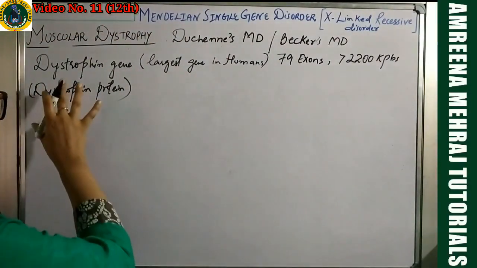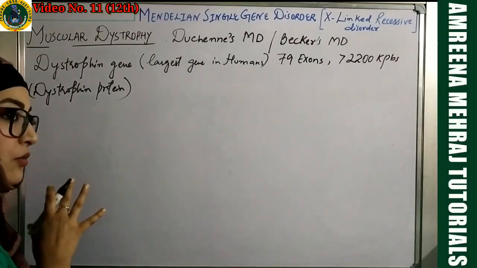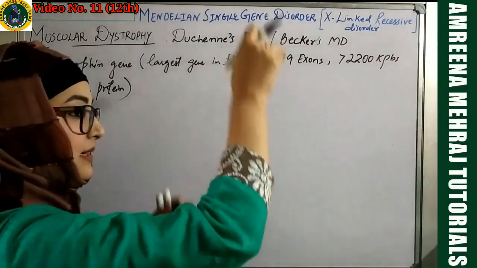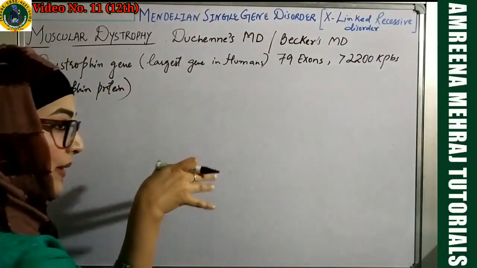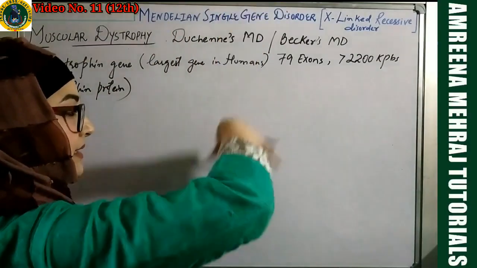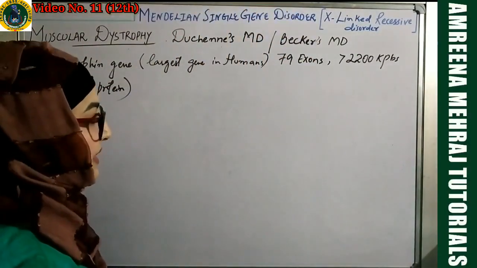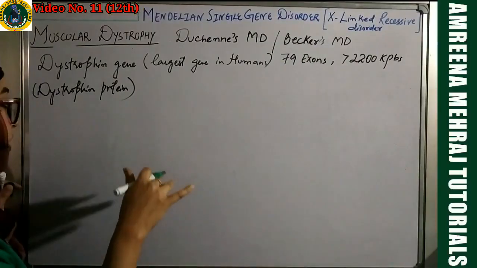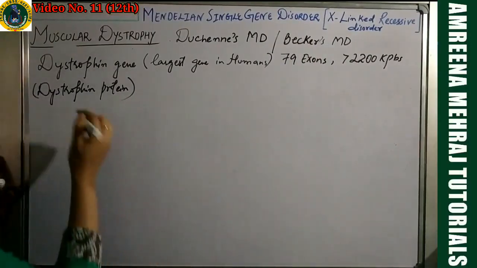Now, my dear students, the dystrophin gene codes for the dystrophin protein. What is the job of the dystrophin protein? That you people know, because it is going to anchor the dystroglycan complex with the actin cytoskeleton, and that's going to guard the inner contents with the extracellular matrix, which is very, very important. That is the job of the dystrophin protein.